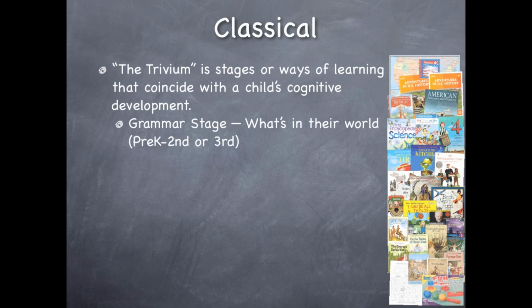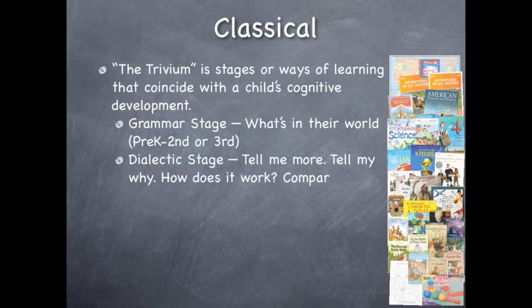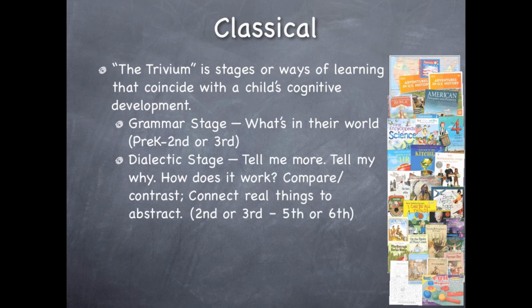In the trivium, there are 3 stages. There's the grammar stage, which is your younger elementary. And what they're going to study in that age group is what's in their world. What does their world comprise of? What's out there? The second stage, which is your latter half of elementary, is going to be the dialectic stage.